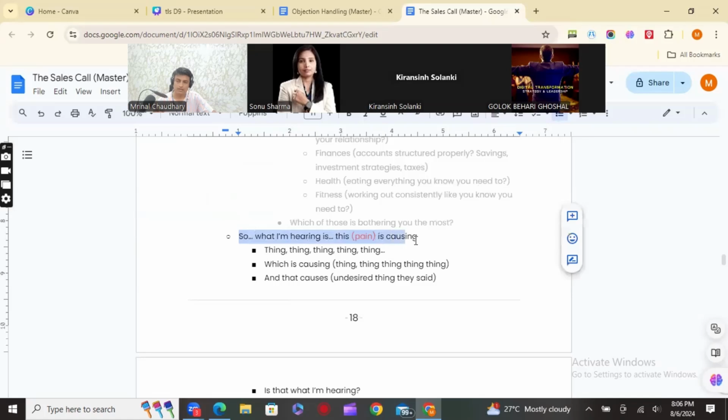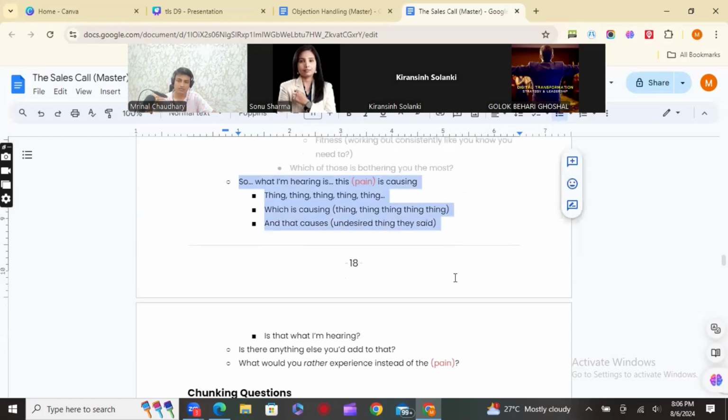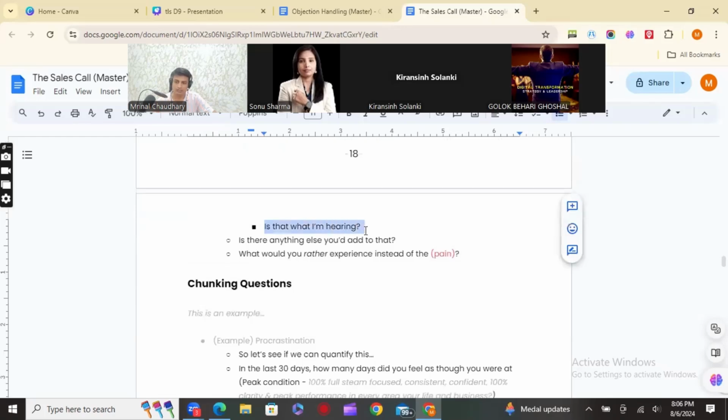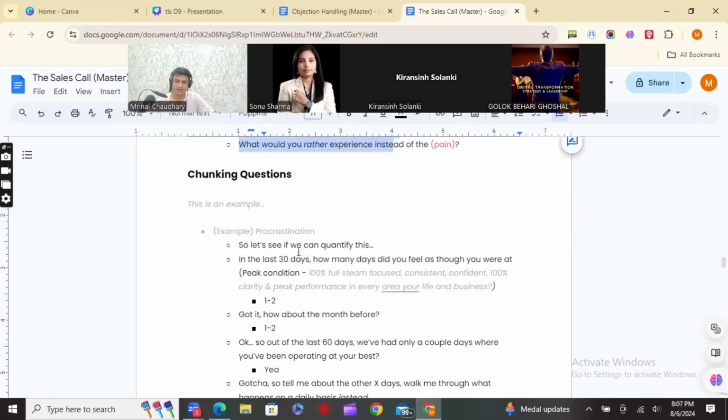So I am hearing this pain is causing this thing, this thing, this thing. We have to repeat it again, what is causing these things, and what undesired things they said. So we are repeating, we are revising everything to that customer. So is that what I am hearing? Then he will confirm yes. Then, is there anything else you would like to add? Like a pizza menu, they ask anything else, you have to ask until it is over. Until they literally say nothing else. Then only you move to the next step.